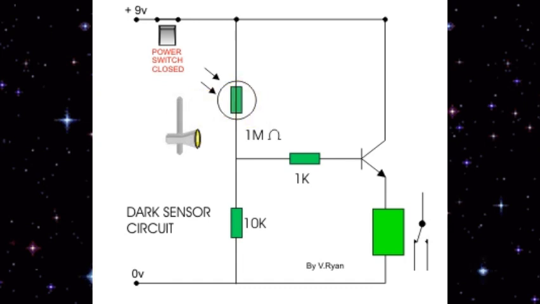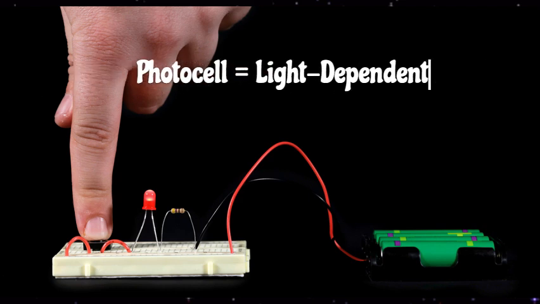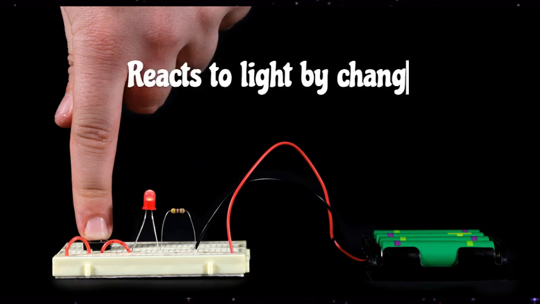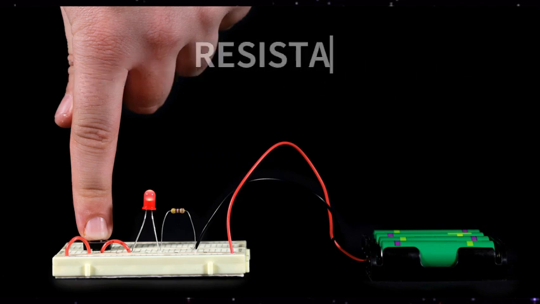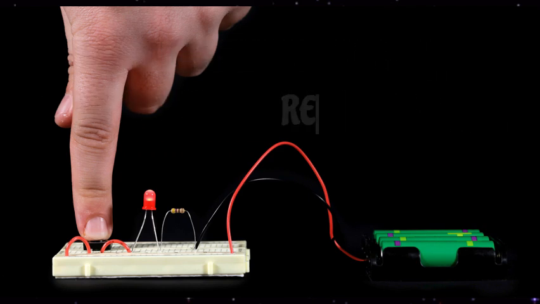Now, when light hits the photocell, its resistance decreases, which allows more current to pass through. And when it is darker, the resistance increases, restricting the flow of electricity.